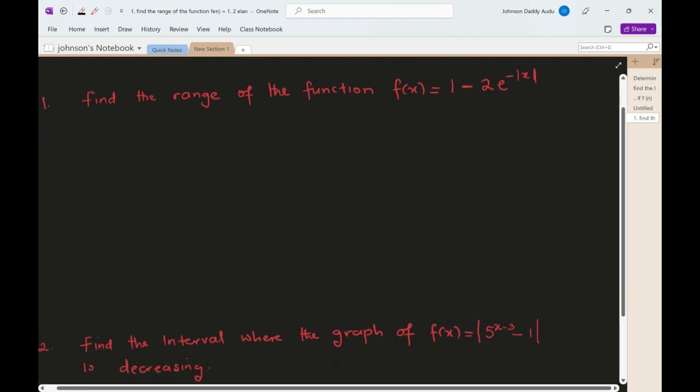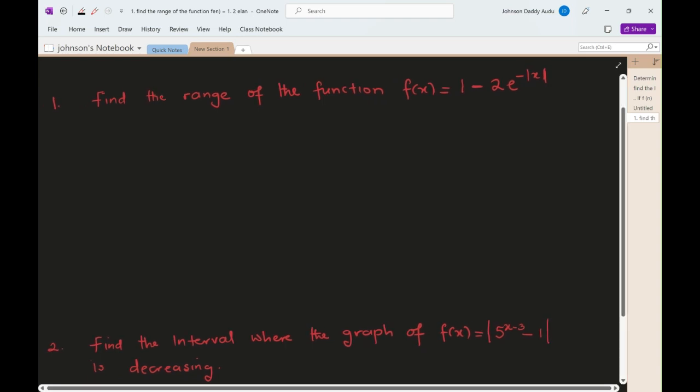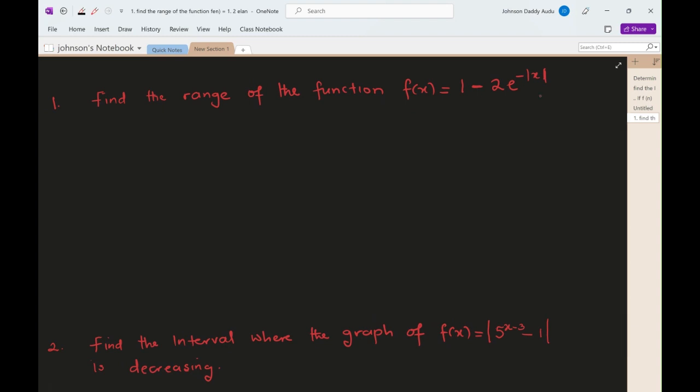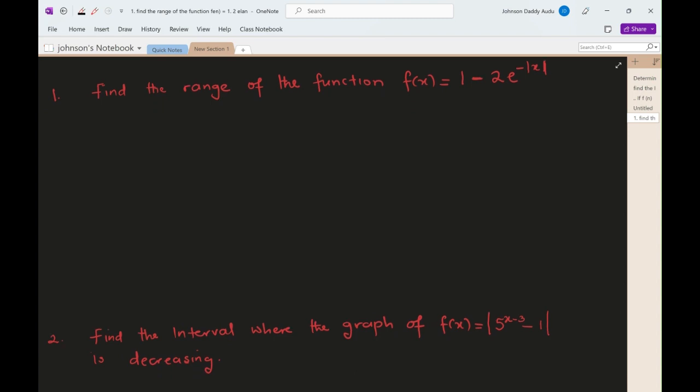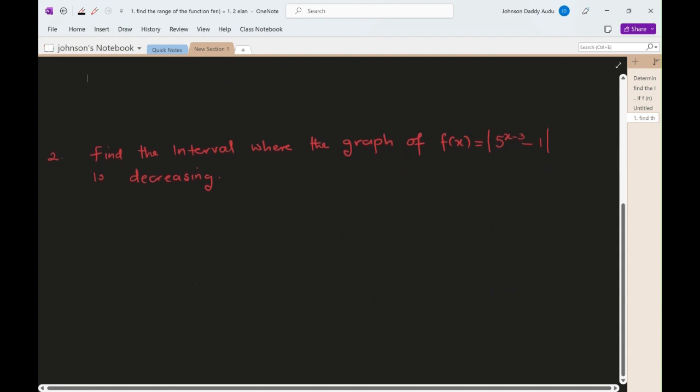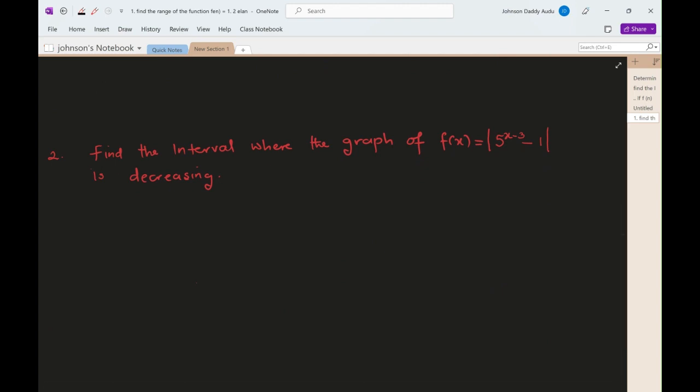Hello, viewers. In this video, we'll be looking at these two questions. The first question is to find the range of this exponential function, f of x equals 2 times e to the power minus absolute value of x. The second question is to find the interval where the graph of this exponential function is decreasing.